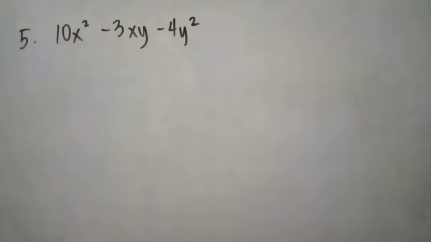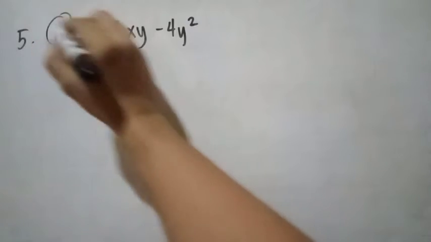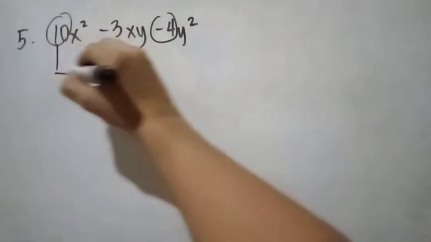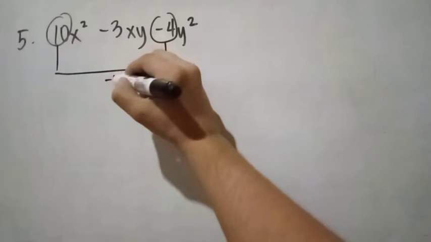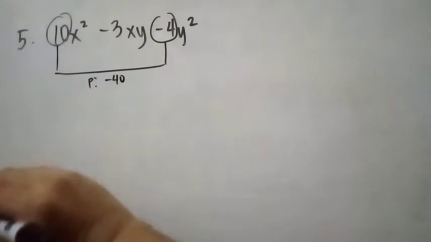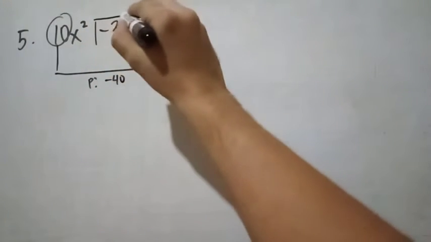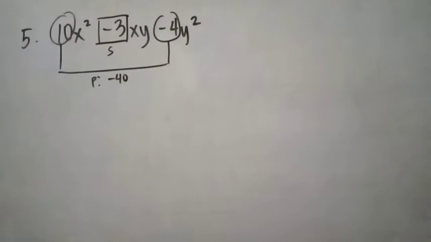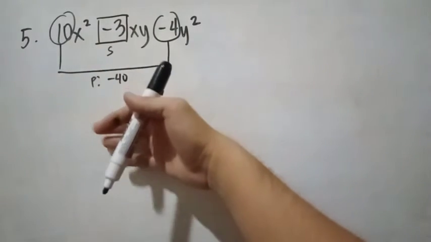Okay, sa number 5, we have 10x squared minus 3xy minus 4y squared. Ayan. So, once again, AC. 10 times negative 4, that is negative 40. Yan yung product, no? Tapos, yung sum, nandito siya, negative 3. Ayan. And then, saka natin kunin yung dalawang numbers.